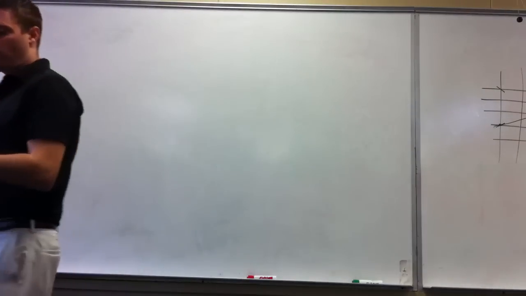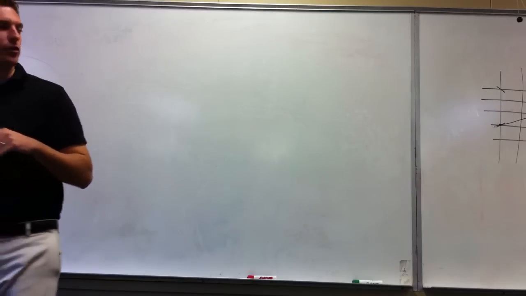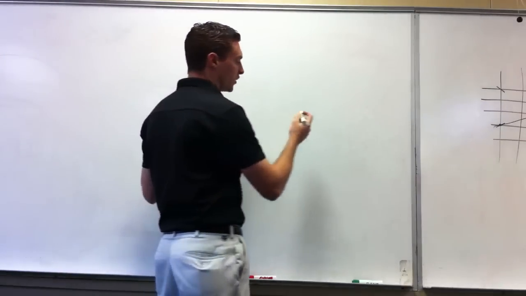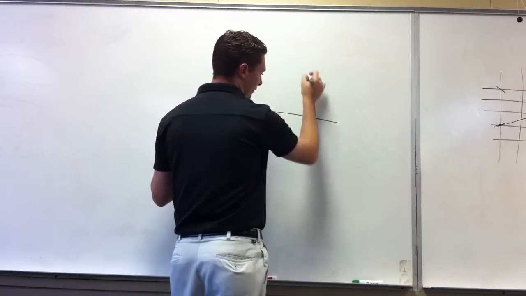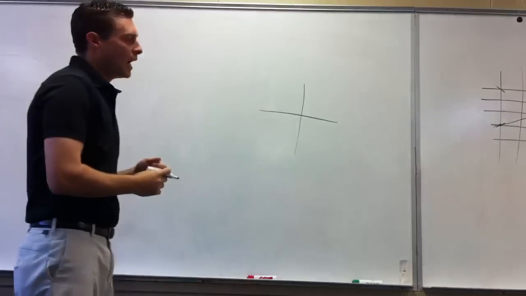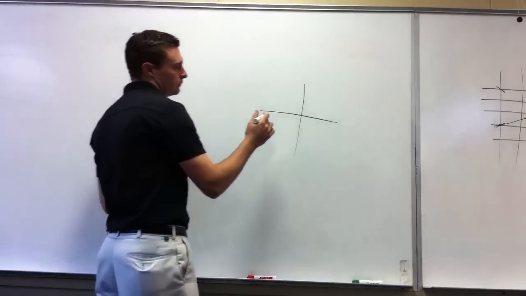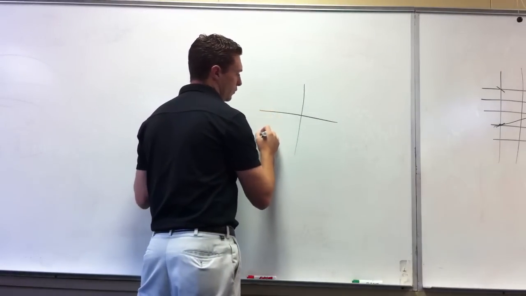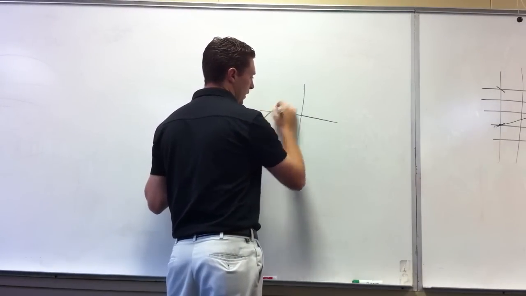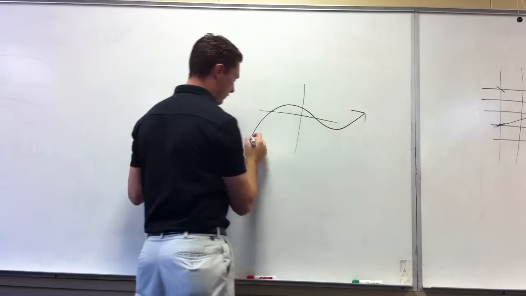Okay, so we're looking at 4.8, and the first thing we're going to do is figure out if something is a function or not by looking at its graph. Now, let me just draw an object here real quick. Let's say it looks like this.